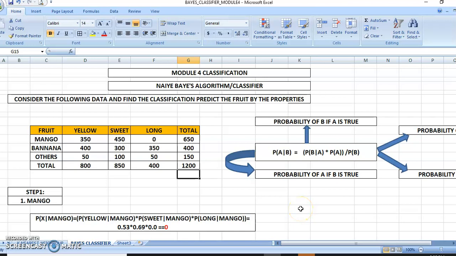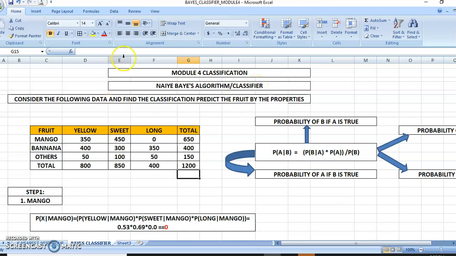In our last three classes, in module 4, which is classification, we have come across three different kinds of classification algorithms, or classifiers you can call them. One is decision tree induction. The second is the rule-based classifier. The third, with which we ended our last class, is the k nearest neighbor classifier. Now our last classifier of this module 4 is the Naive Bayes algorithm, or as you can call it, the Naive Bayes classifier.